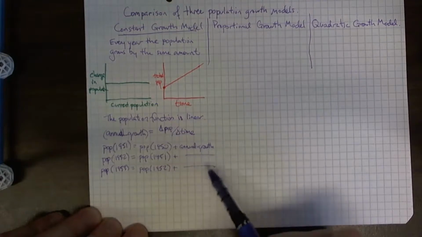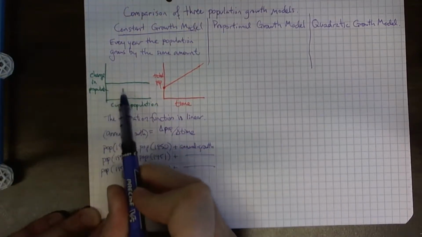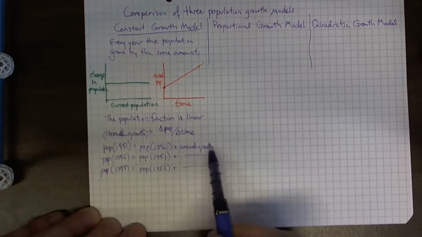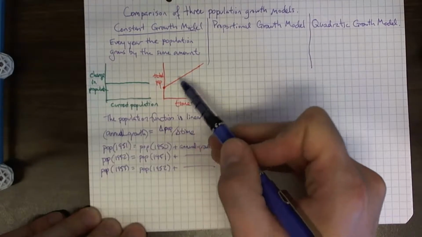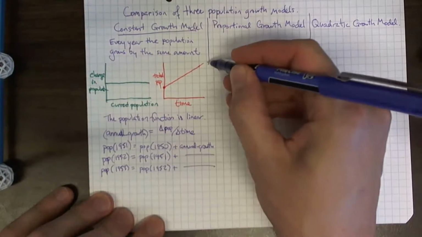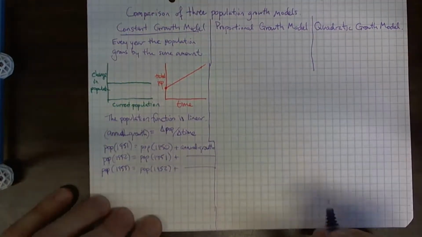And so what we're seeing here is that the annual growth is staying constant. No matter what the current population is, the change in population is the same constant, and that leads to a linear growth over time. All right, so now let's compare that to a proportional growth model.